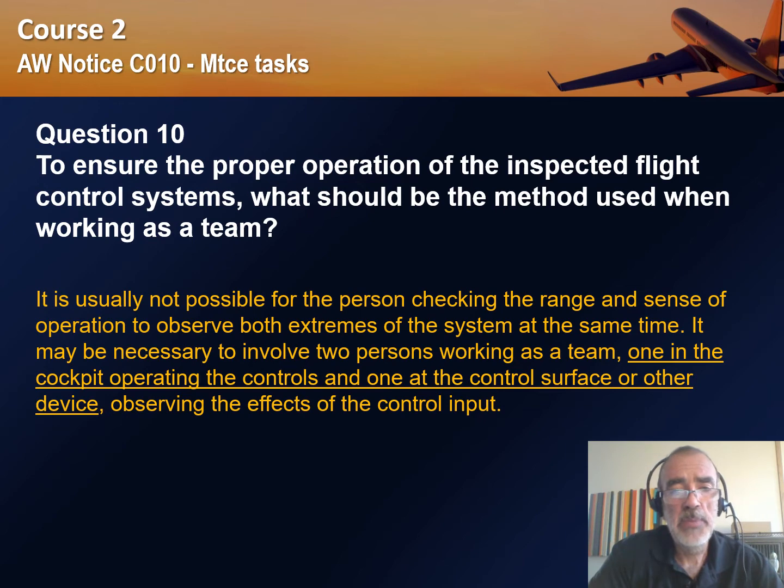So it may be necessary to involve two persons working as a team, one in the cockpit operating the controls and one outside looking at the control surface or other device, observing the effect of the control input. If I turn the wheel in this direction or the side stick in that direction, what happens outside? Super important that you work as a team, because you cannot do the two positions at the same time.